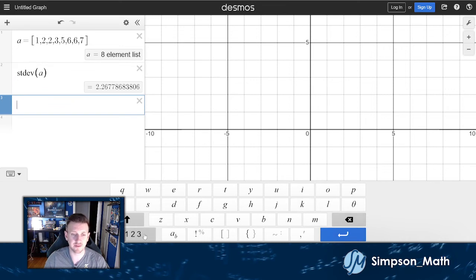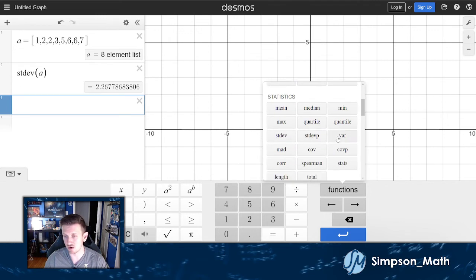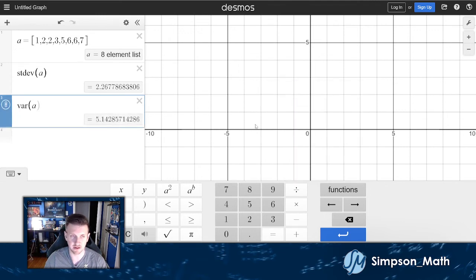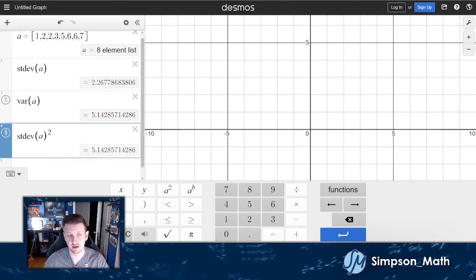I'm going to go a little bit faster on these others. For the variance, you can just do var, or scroll down and click var of A, and there's the variance. Also, just to prove the point, I'm cheating, I'm just going to copy and paste the standard deviation of A and square it. Notice if I square this, I literally get the same thing that I got before. So if you already had the standard deviation, you could just square it to find the variance.